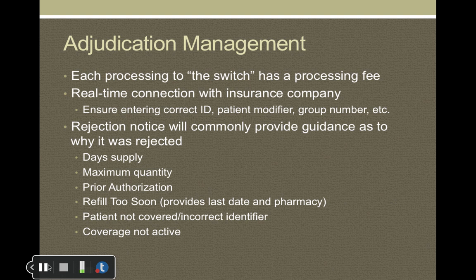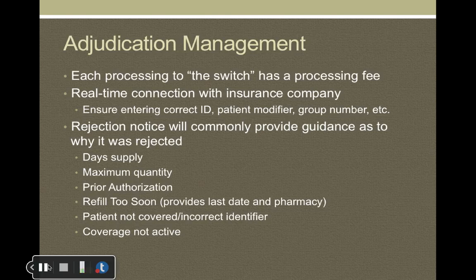So when you're processing claims, it's really important to ensure you're entering the correct ID and patient modifier. So for a child, for example, that's under a mother's insurance, they're generally going to be 02 or 03 that you have to add on to that patient ID. And then the group number and any other type of information that may be required. Because if you enter it incorrectly, it's going to reject that the patient's not covered, which is a burdensome process because you try and figure out why it is rejecting, and each time you submit, you're racking up those fees.